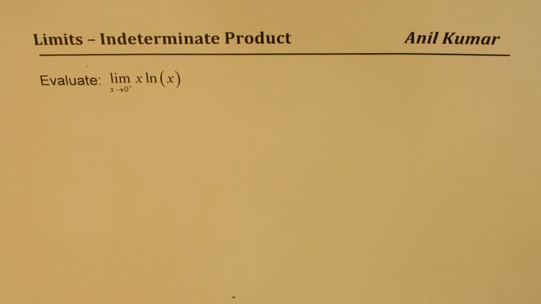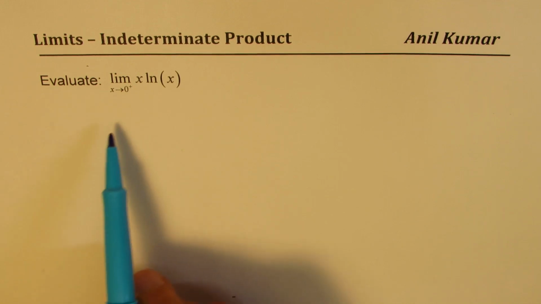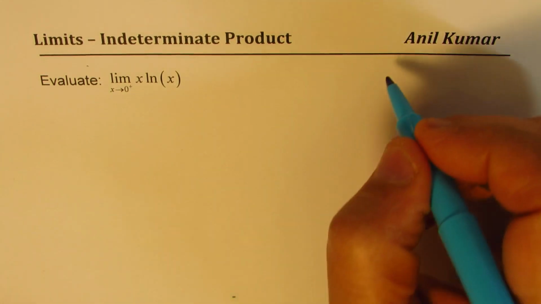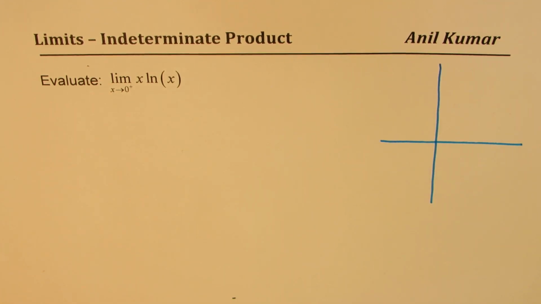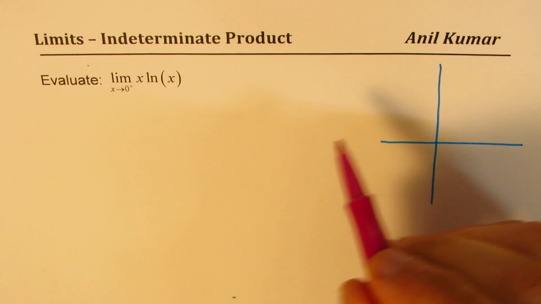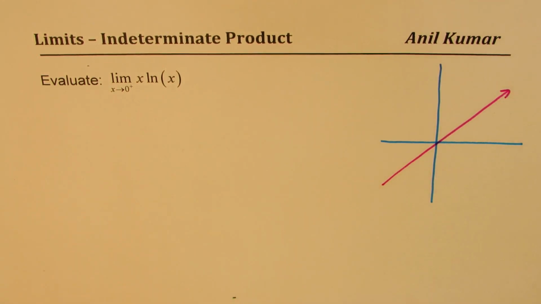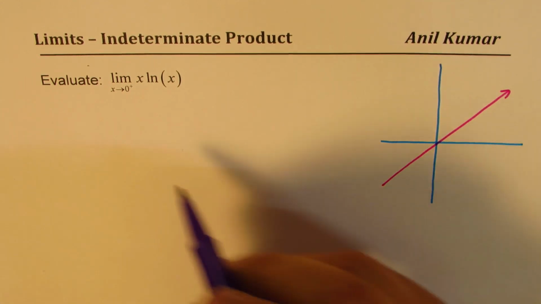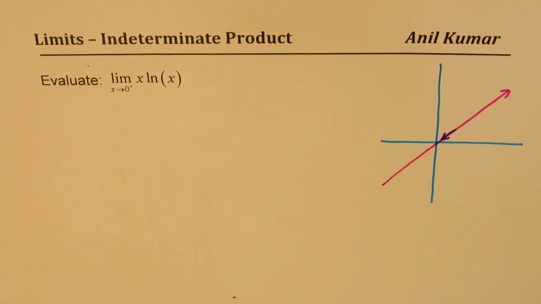So here is our second example on indeterminate products. We need to evaluate the limit as x approaches 0 plus, means from the right side, of x times ln x. So let me just sketch the graph here to understand what we are trying to figure out. So one of the graphs here is talking about x. And we are actually looking from the positive side, right? Well, that is the line, and what we are looking into as the value approaches 0 from the positive side. So we're looking at this particular point.